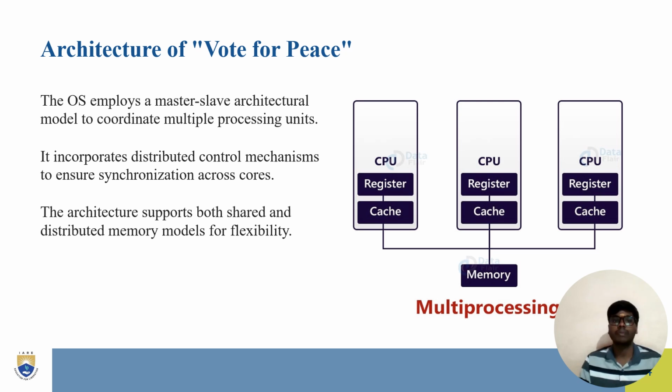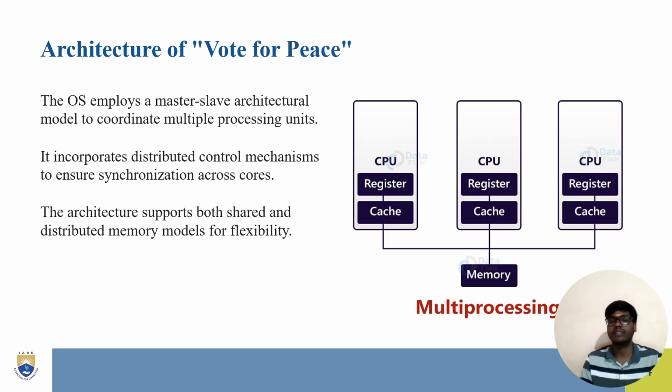Architecture of Code for Peace. The operating system employs a master-slave architectural model to coordinate multiple processing units. It incorporates a distributed control mechanism to ensure synchronization across cores. The architecture supports both shared and distributed memory models for flexibility.